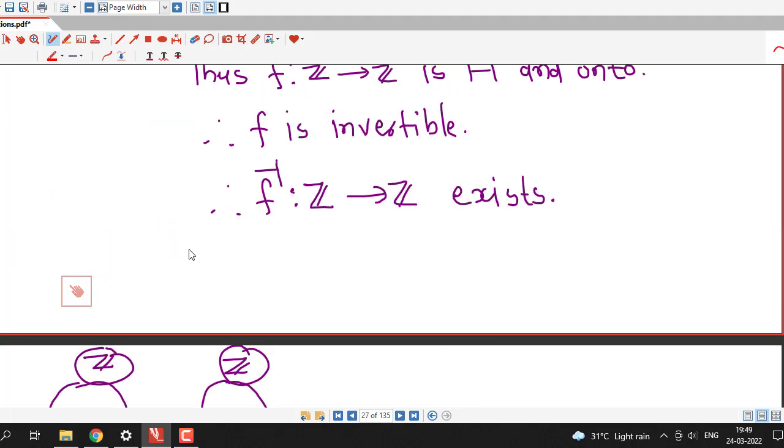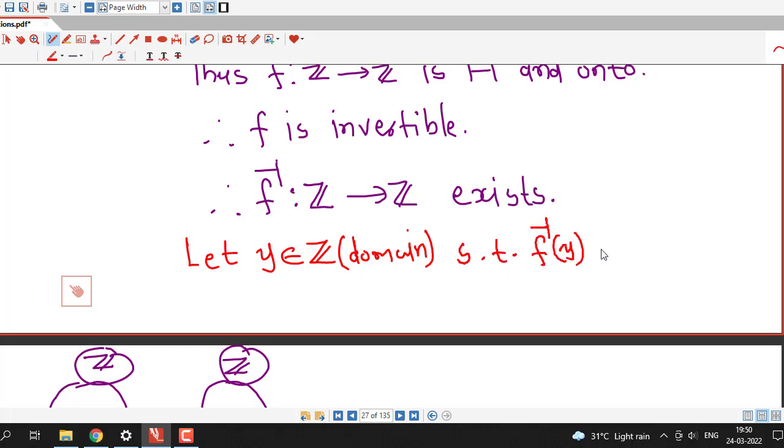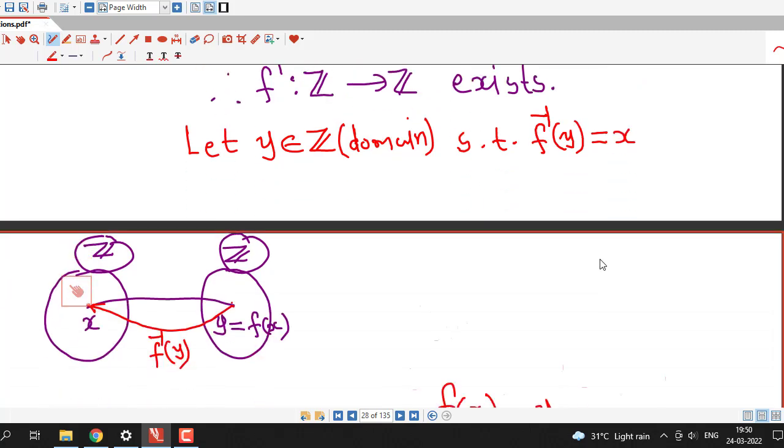So now we consider, let y belong to Z. Now this is the domain of f inverse, such that f inverse of y equal to x. Okay, we are considering this one, y in the domain of f inverse such that f inverse of y is x. Therefore, by the definition of inverse function, we have y equal to f(x). Therefore, y equal to x plus 1.